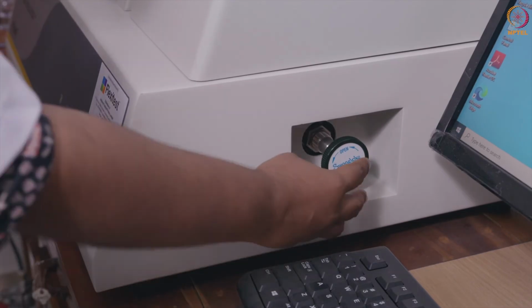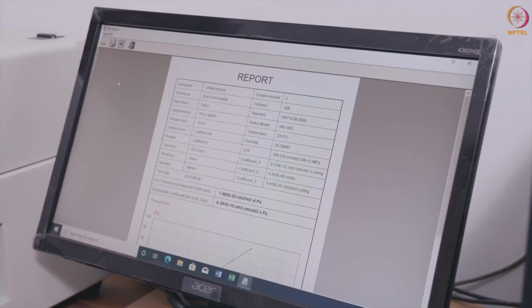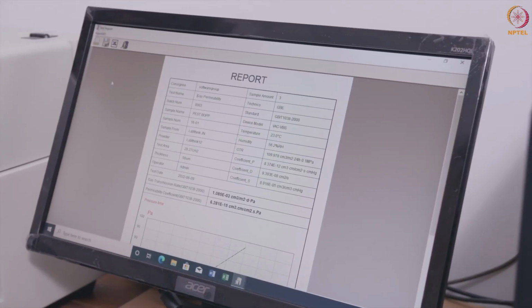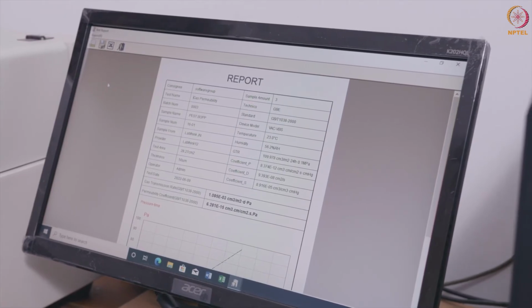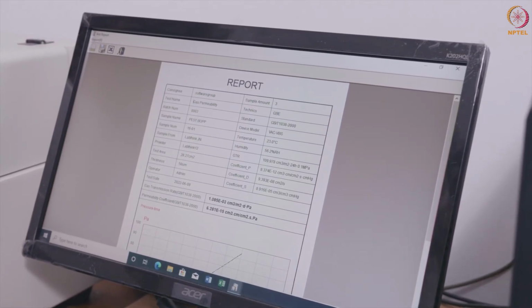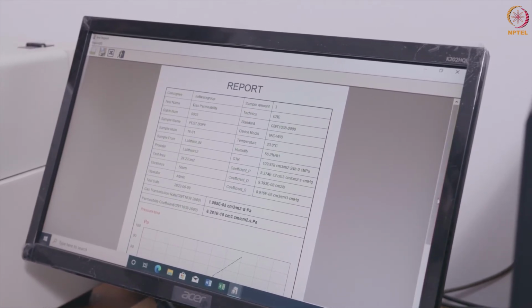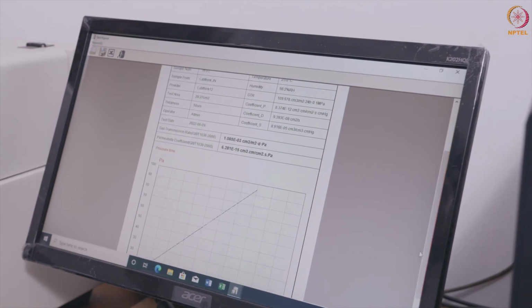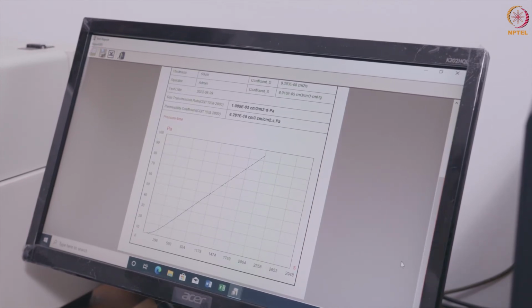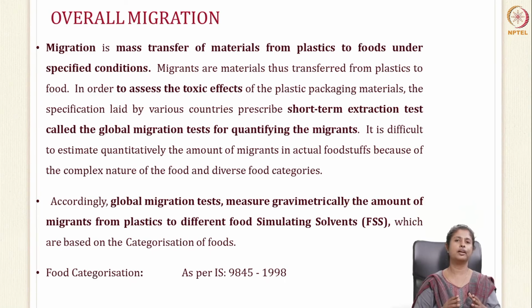The gas permeability of the specimen can be obtained by monitoring the pressure change. The tester directly gives the values in cubic centimeter per square meter per 24 hours. Now that we've gone through the water vapor transmission rate and gas transmission rate, which are both indications of the barrier properties of the packaging material, let's go into another factor, which is overall migration.